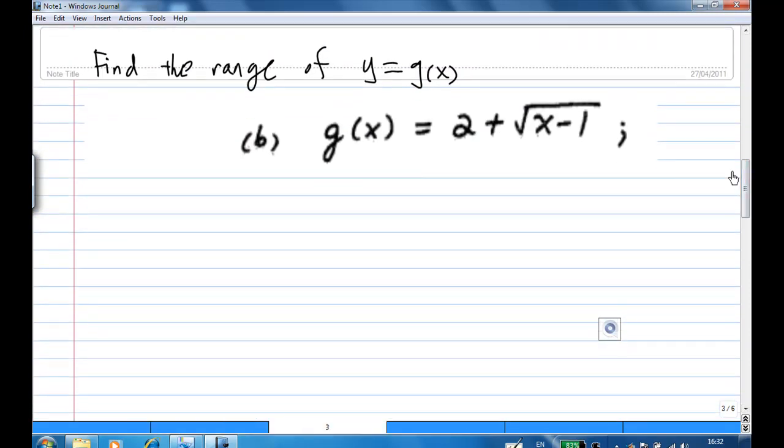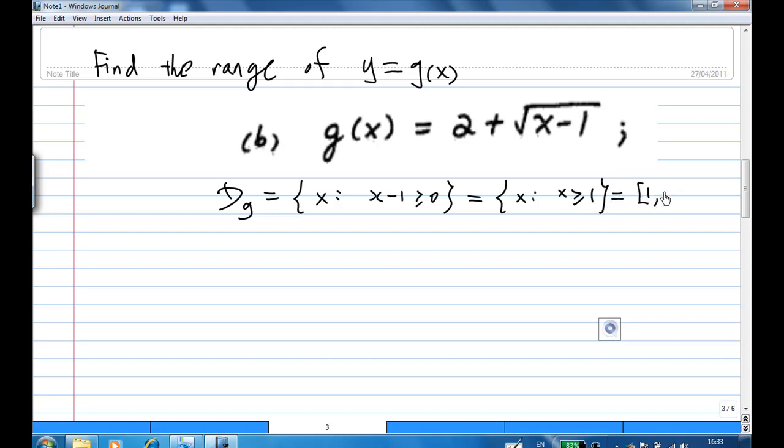Find the range of y = g(x), where g(x) = 2 + √(x − 1). In this case, the domain of g is the collection of all the x such that the rule makes sense. In order for the rule to make sense, we cannot take the square root of a negative number. That means x − 1 must be greater than or equal to 0. Otherwise, you cannot take the square root. That means the natural domain of g will be all the x such that x is greater than or equal to 1, which is the interval including 1 to infinity.